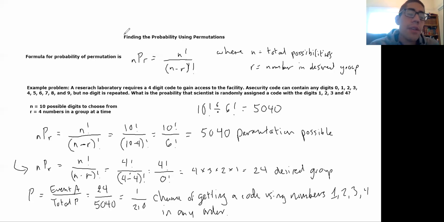24 divided by 5,040 reduces to 1 out of 210. There's a 1 out of 210 chance of a scientist getting a code with the numbers 1, 2, 3, and 4 in any order, and the numbers are not repeated. Right? That's a very specific probability.